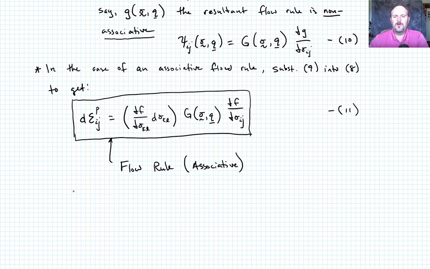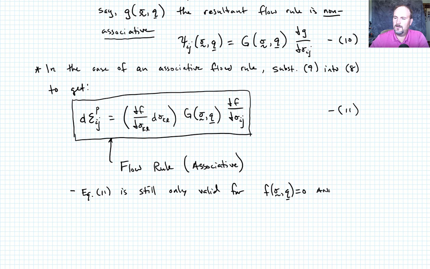I still want to remind you, though, that the above equation, equation 11, is still only valid in the case that we had defined for the other flow rules. So it's still only valid for the case where F of sigma and Q is equal to 0, and both things are required. The partial of F with respect to sigma ij, d sigma ij is greater than 0, that it's loading. Okay, so the typical restriction still holds for when this flow rule works.